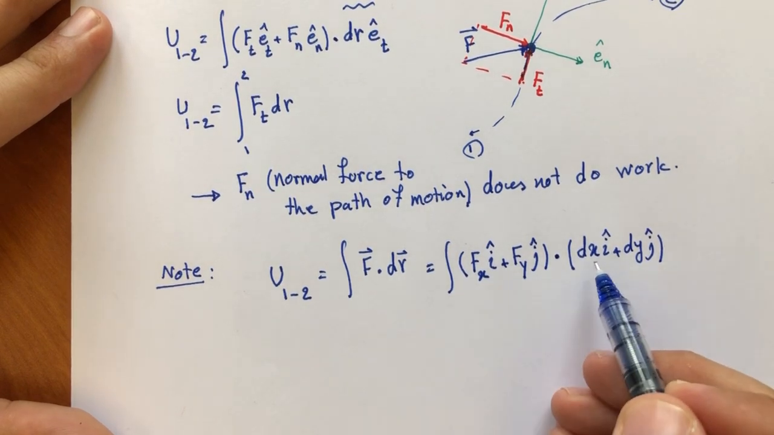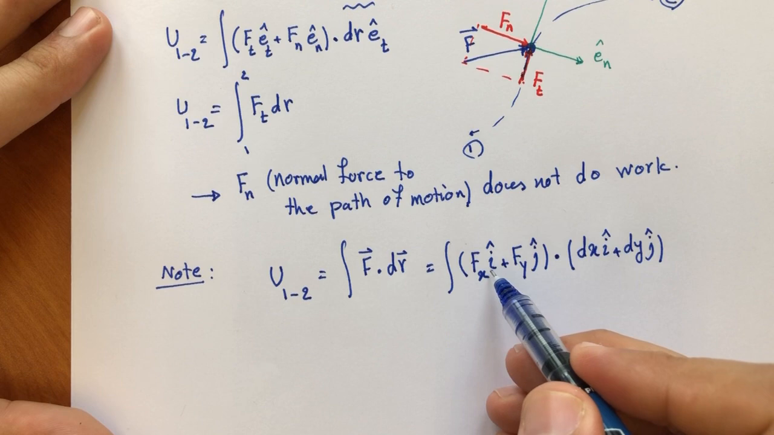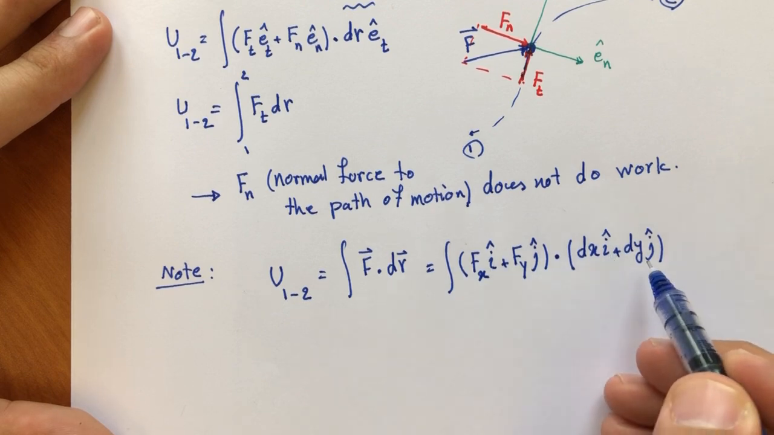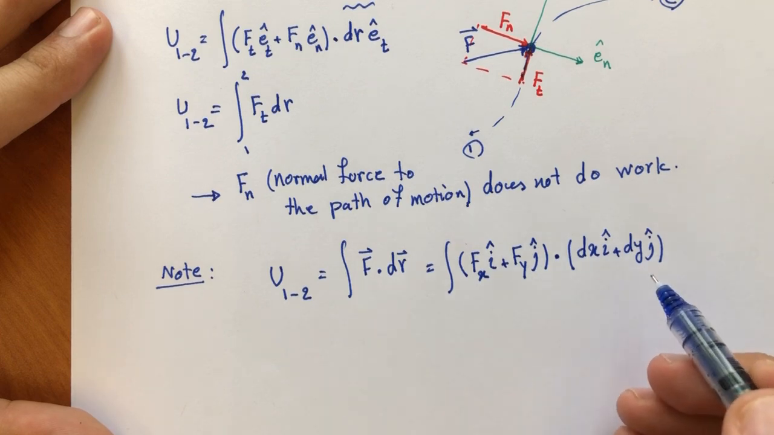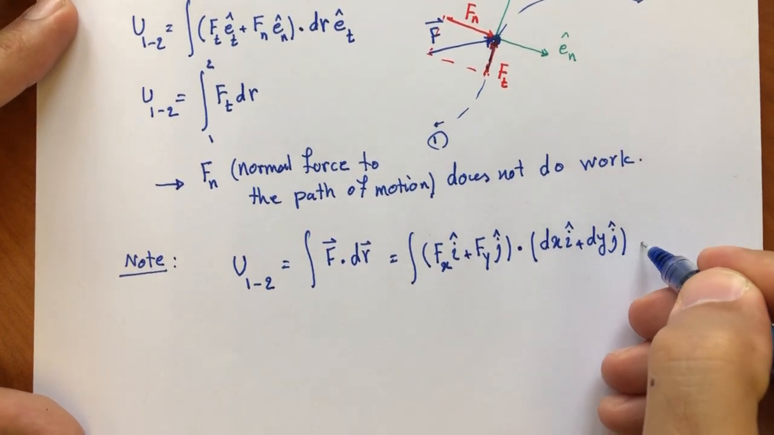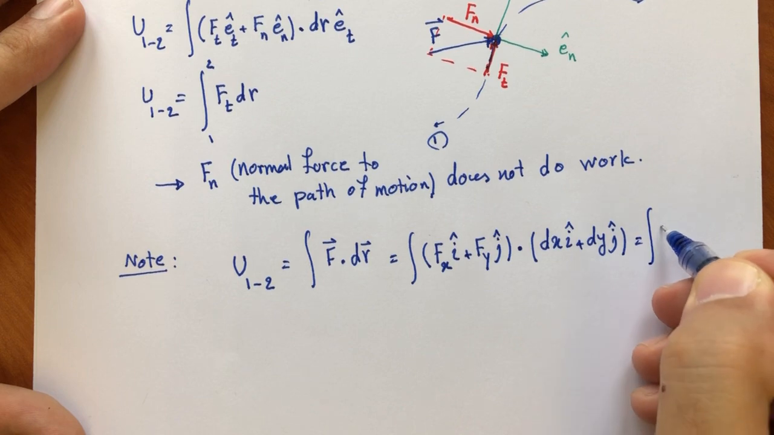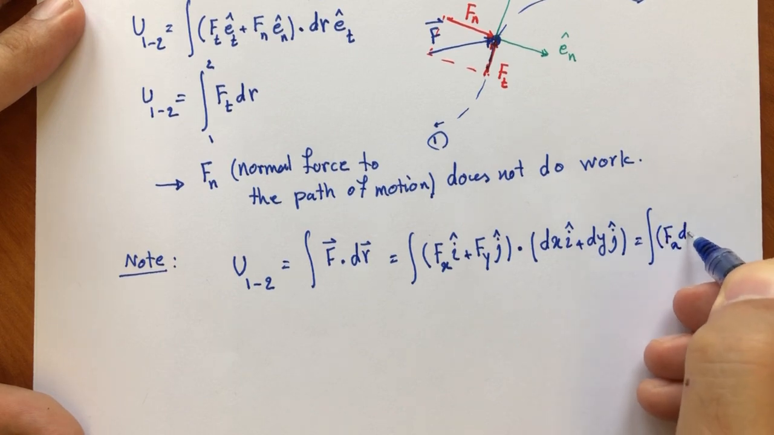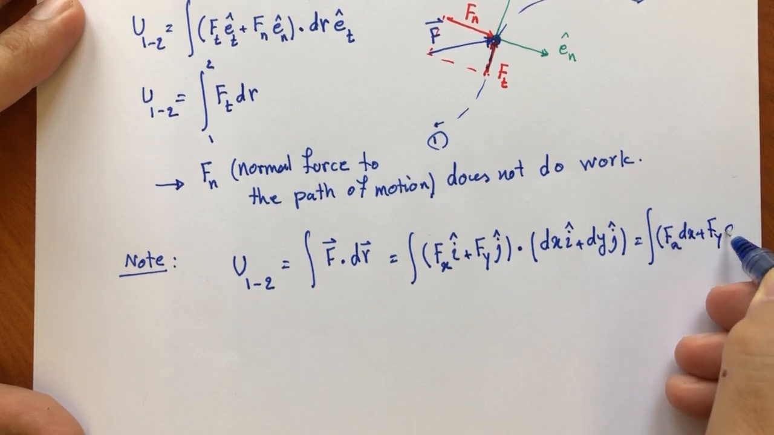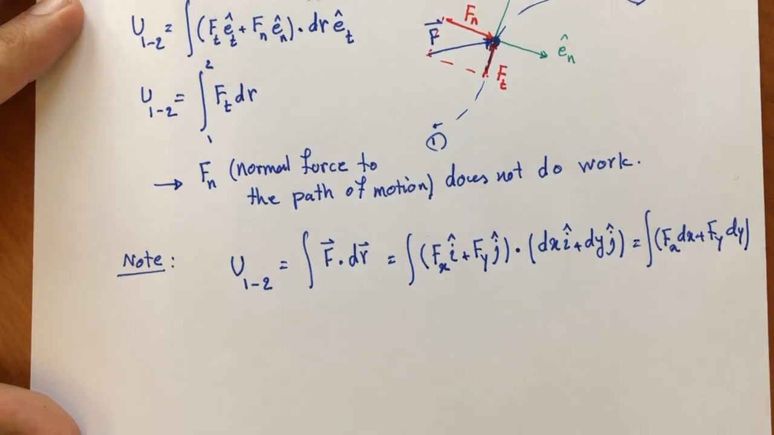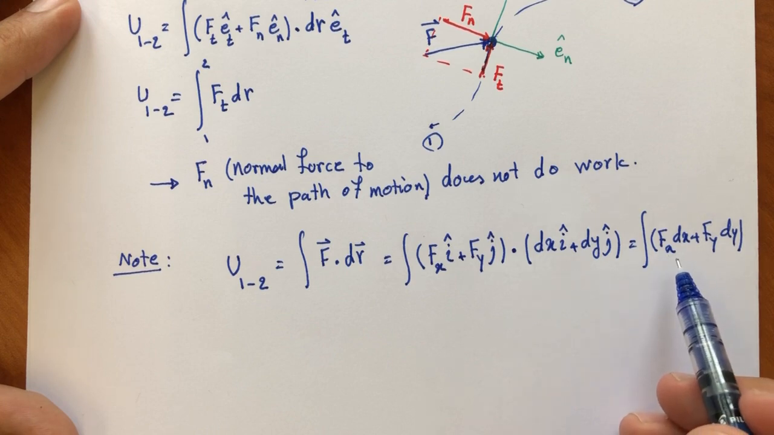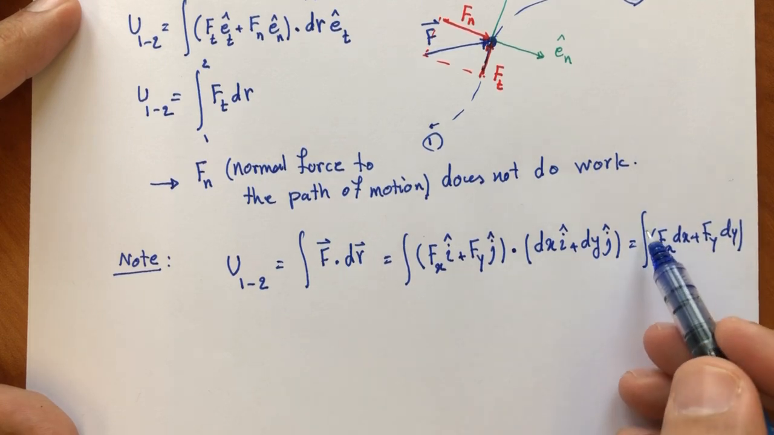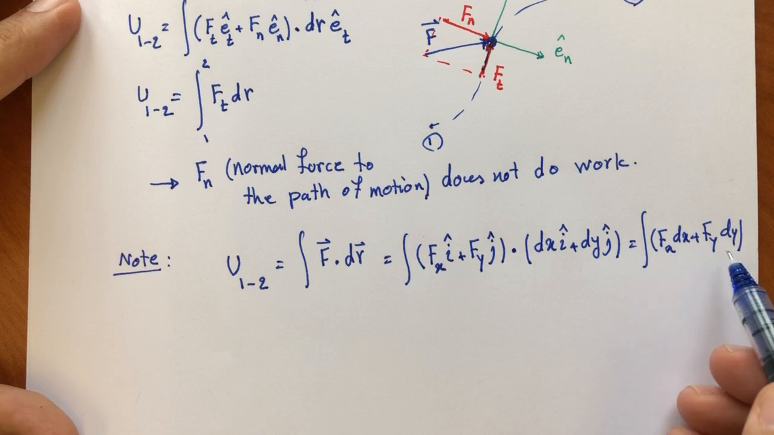Now, when we are doing this dot product, you need to know I dot I is 1, I dot j or j dot I, they are 0. And also j dot j is 1. Because of that, this integral is going to be equal to fx dx plus fy dy. So if you know the components of the force in xy coordinate, then you can calculate the work of fx separately and calculate the work of fy separately.